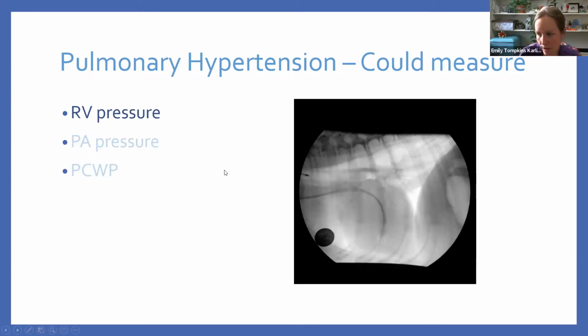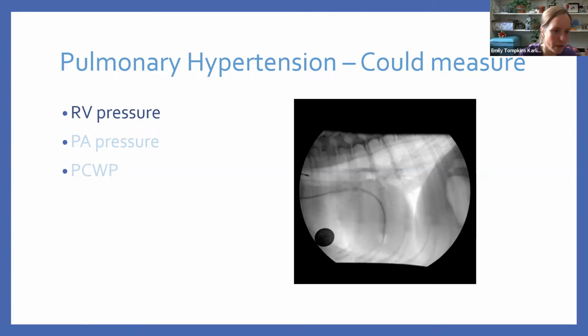So we could take a catheter from the jugular vein through the cranial cava, through the right atrium into the right ventricle, and hook it up to a pressure tracing and get our RV pressure. And that would look just like the LV portion of the Wiggers diagram, except for lower pressures. And so we do that all the time when we do cath procedures for dogs with pulmonic stenosis.